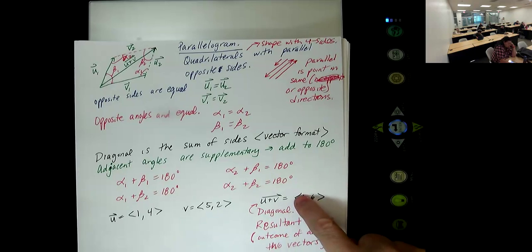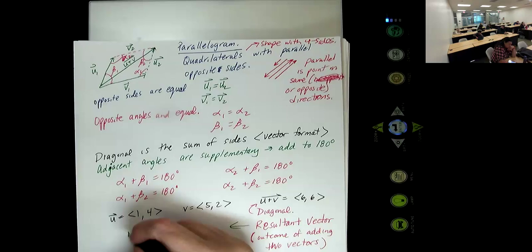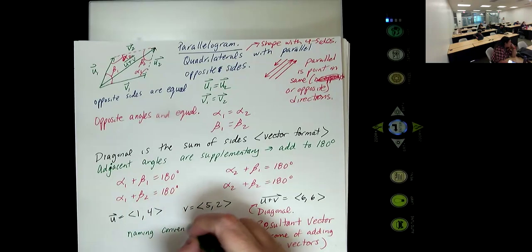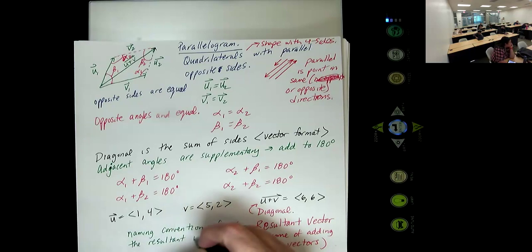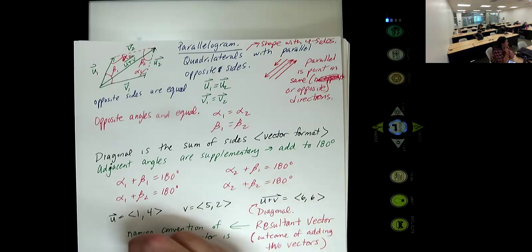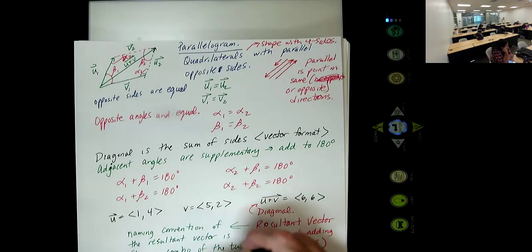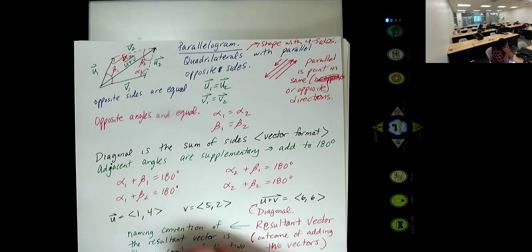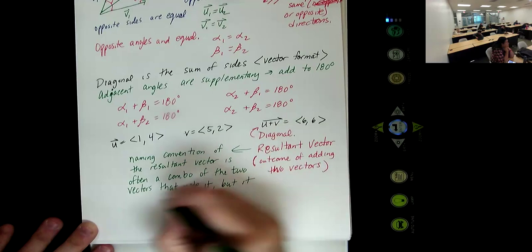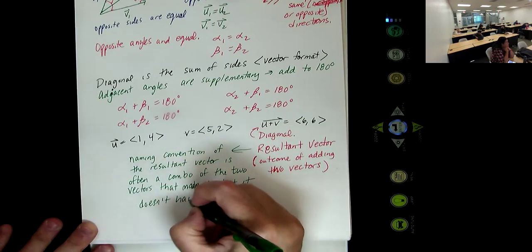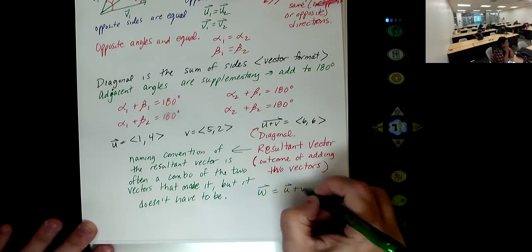Now, it's common to have it listed as the outcome, and it shows where the two vectors came from. So the naming convention of the resultant vector is often a combination of the two vectors that made it, but it doesn't have to be. I could easily rename the vector W and have W equal U plus V.